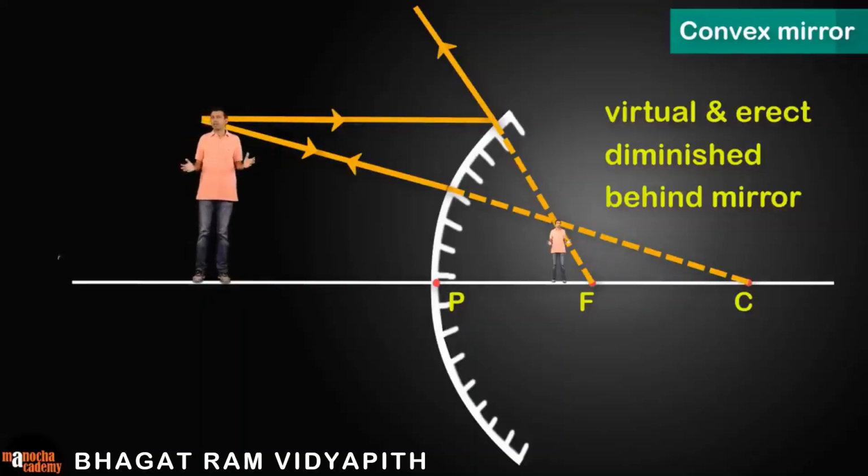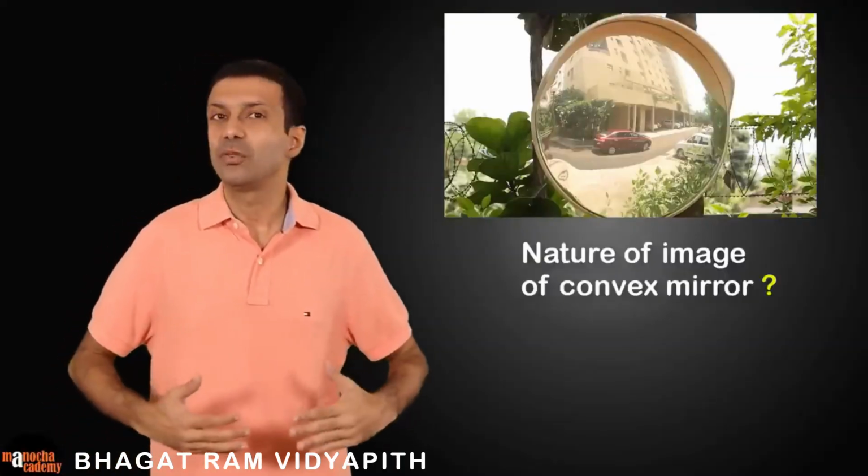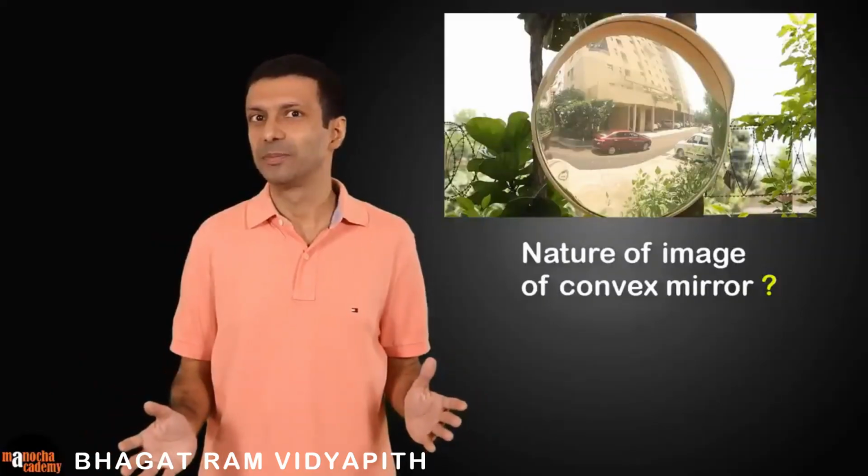Remember, the concave mirror had so many different cases, but the convex mirror is the easy one in the syllabus because it doesn't matter where you stand in front of the mirror, the image properties are always going to be the same. It's going to be virtual and erect, diminished, and the image will be formed behind the mirror. Have you noticed the convex mirrors used at the intersection of roads? What is the nature of the image produced in the convex mirror?